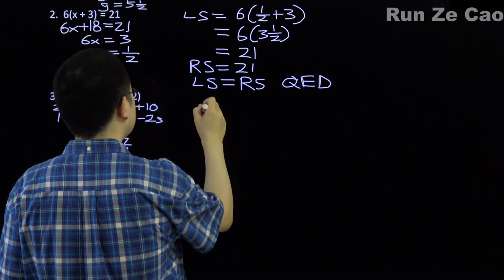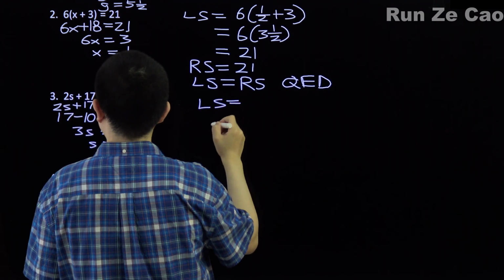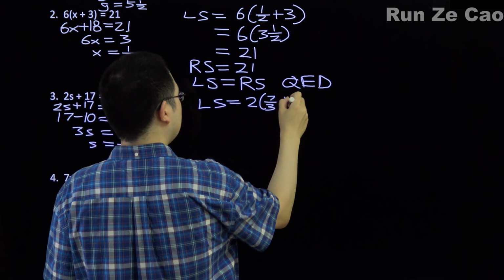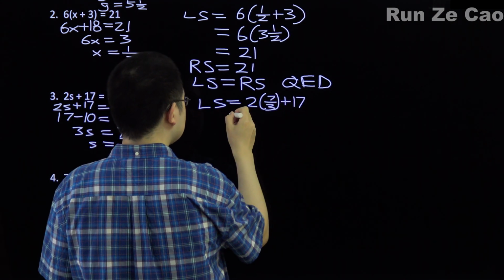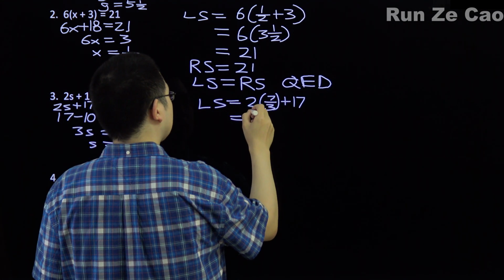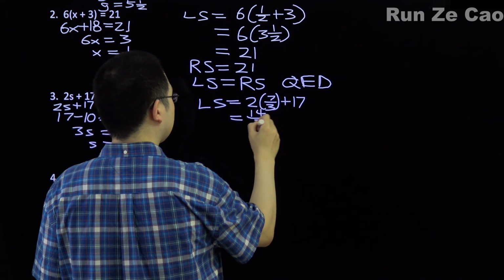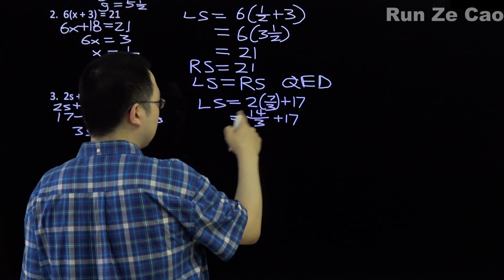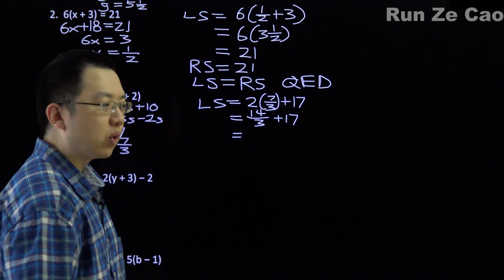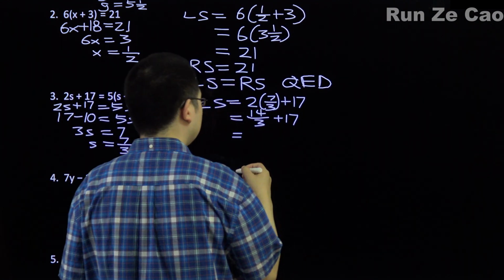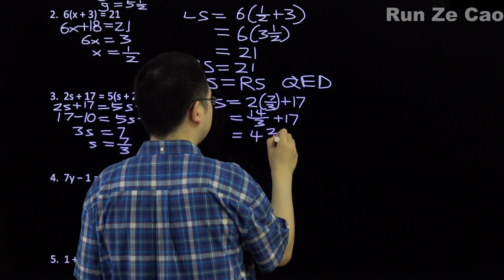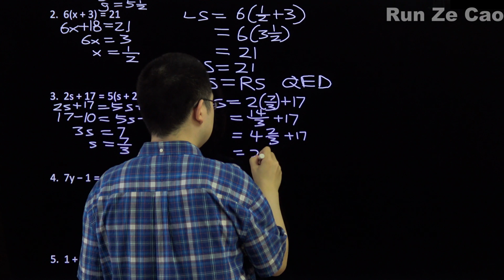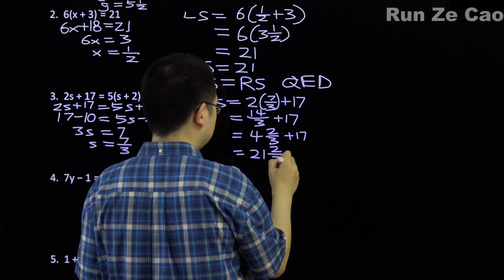Now we substitute in and we find that left side is equal to 2 times 7 over 3 plus 17. So that's 14 over 3 plus 17, which is 15 over 3 minus 1/3. So 5 minus 1/3. So 4 2/3 plus 17, which is going to be 21 2/3.